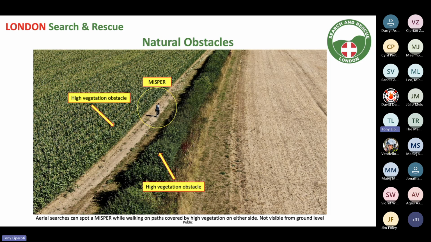And this is, again, very important to highlight, the use of drones becomes an exceptional tool, because at the end of the day, it's a tool that enhances a search and rescue team to assess and observe areas that from the ground you won't be able to.